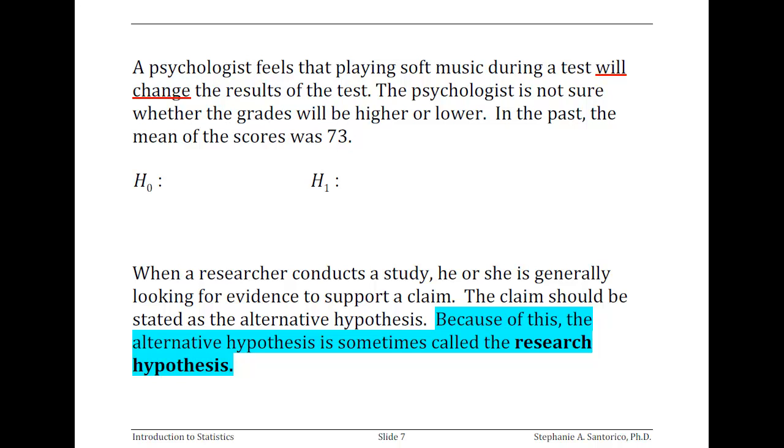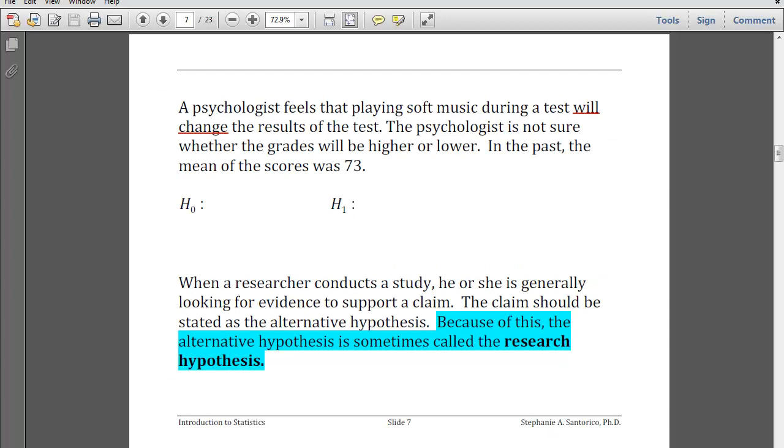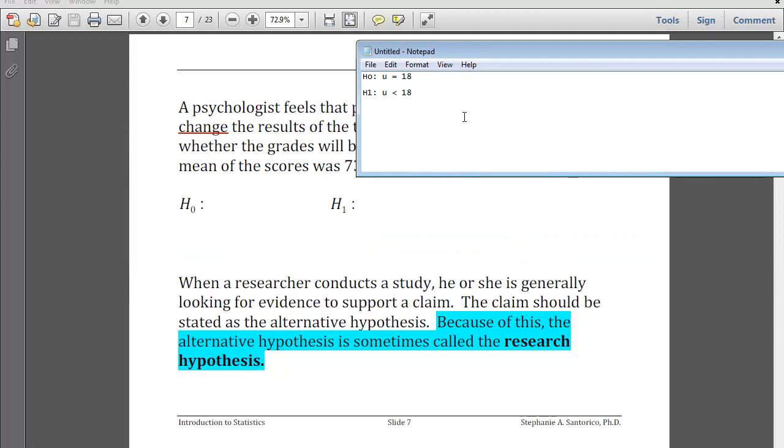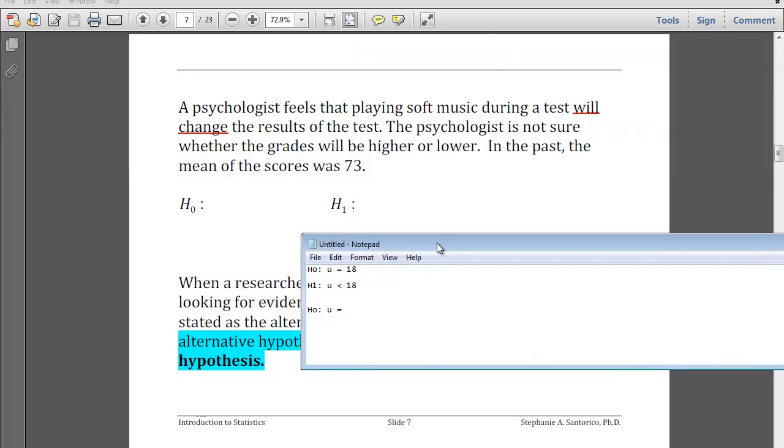All right, so we have a psychologist who feels that playing soft music during a test will change the results of the test. The psychologist is not sure whether the grades will be higher or lower, and in the past, the mean of the scores was 73. So, again, the null is always equals. So if I am writing this out for this one, then for my null, mu is going to be equal to 73. Okay, so that's without any other treatment.